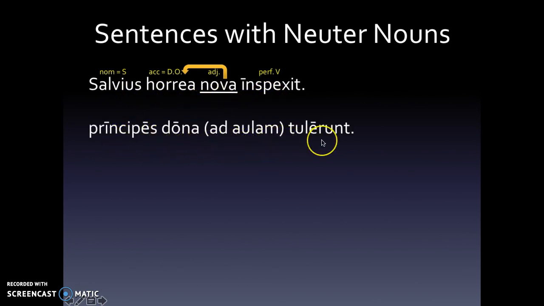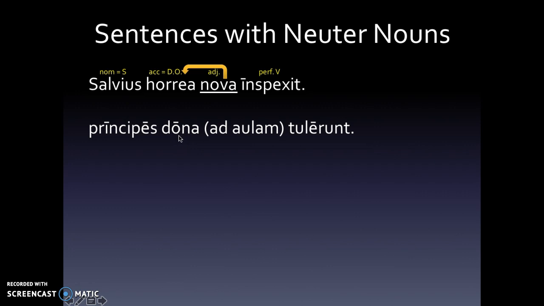Principes dona ad aulam tulerunt. Ad is a preposition, and it goes with accusative, so ad aulam is our prepositional phrase. So we've got three words left to identify: principes, dona, and tulerunt. Tulerunt's easy, that's our verb. Now we've got principes and dona. This is a little tricky. Both of these in form could be nominative or accusative plural. So which one's doing the verb and which one's receiving?